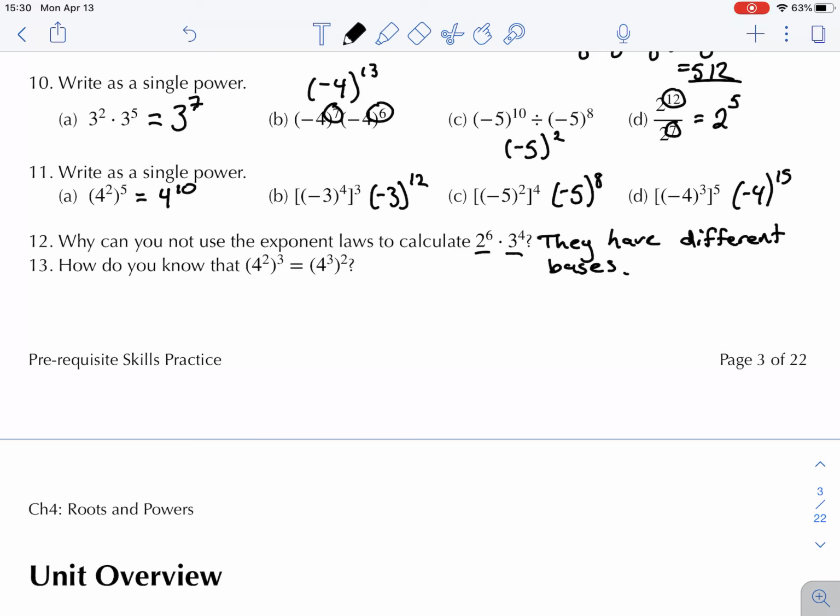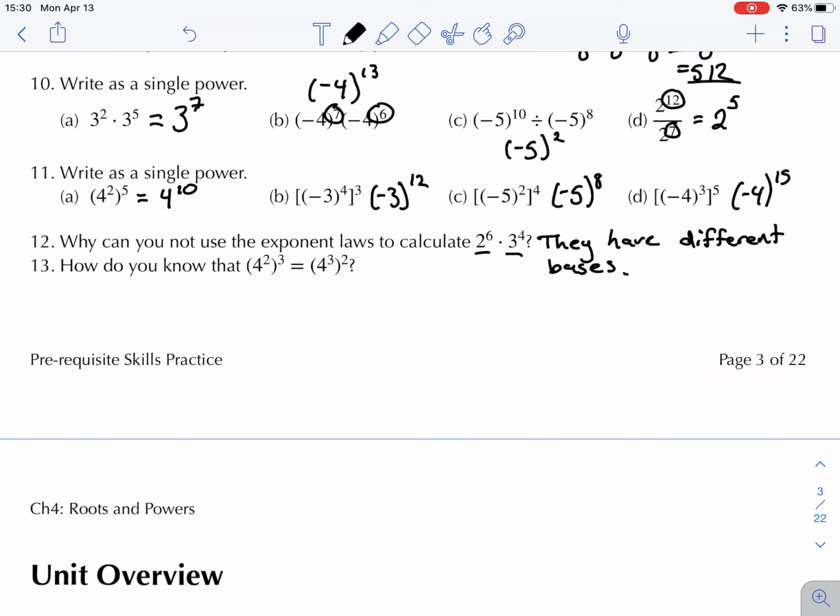How do we know that 4 to the power of 2 raised to the power of 3 is equal to 4 to the power of 3 raised to the power of 2? Well, we apply our exponent laws like we did in number 11. They are both equal to 4 to the power of 6. So they obviously equal the same thing.